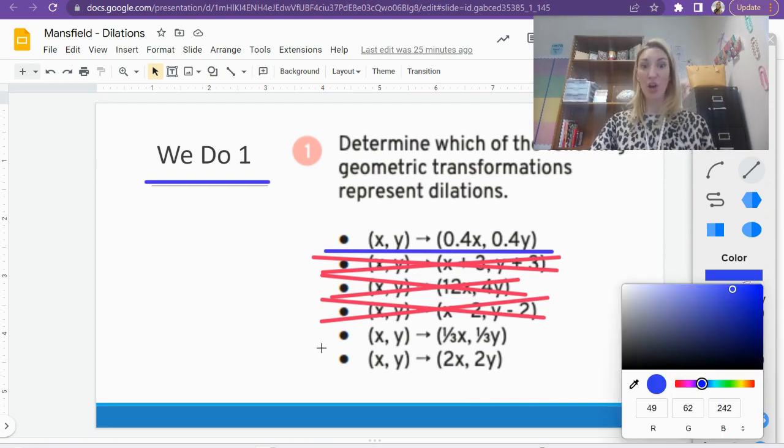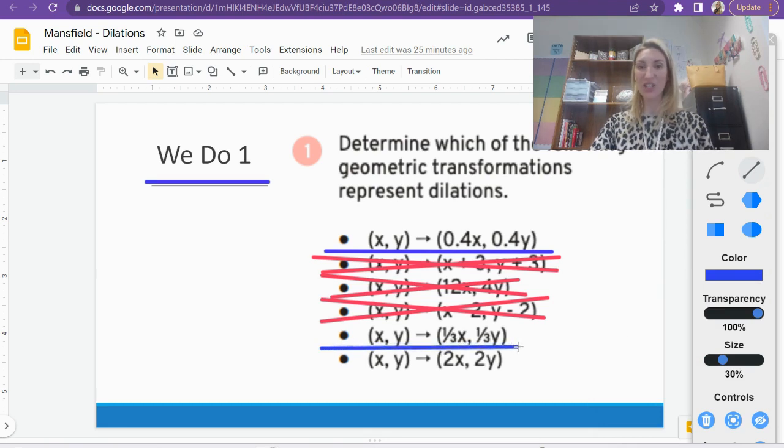Please copy that on your notes. This is dilation. This is what dilation looks like. Let's try the last one. (x, y) transforms into (2x, 2y). Is this multiplication? Yes. Is it the same number? Yes. Copy that on your notes as well.